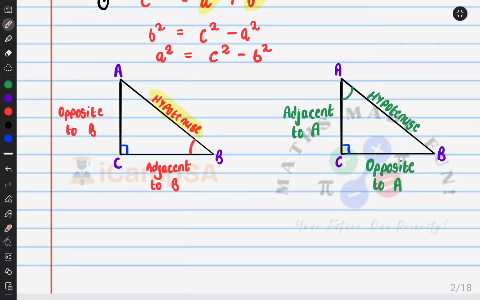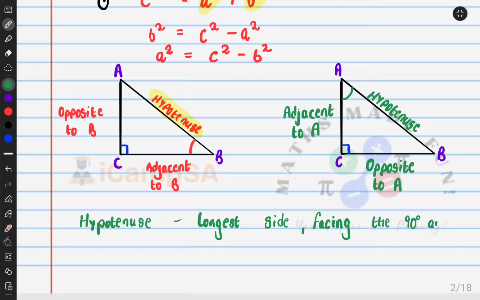Let me quickly write that down. The hypotenuse is the longest side, and it faces the 90 degrees angle. That is how we see a hypotenuse side.